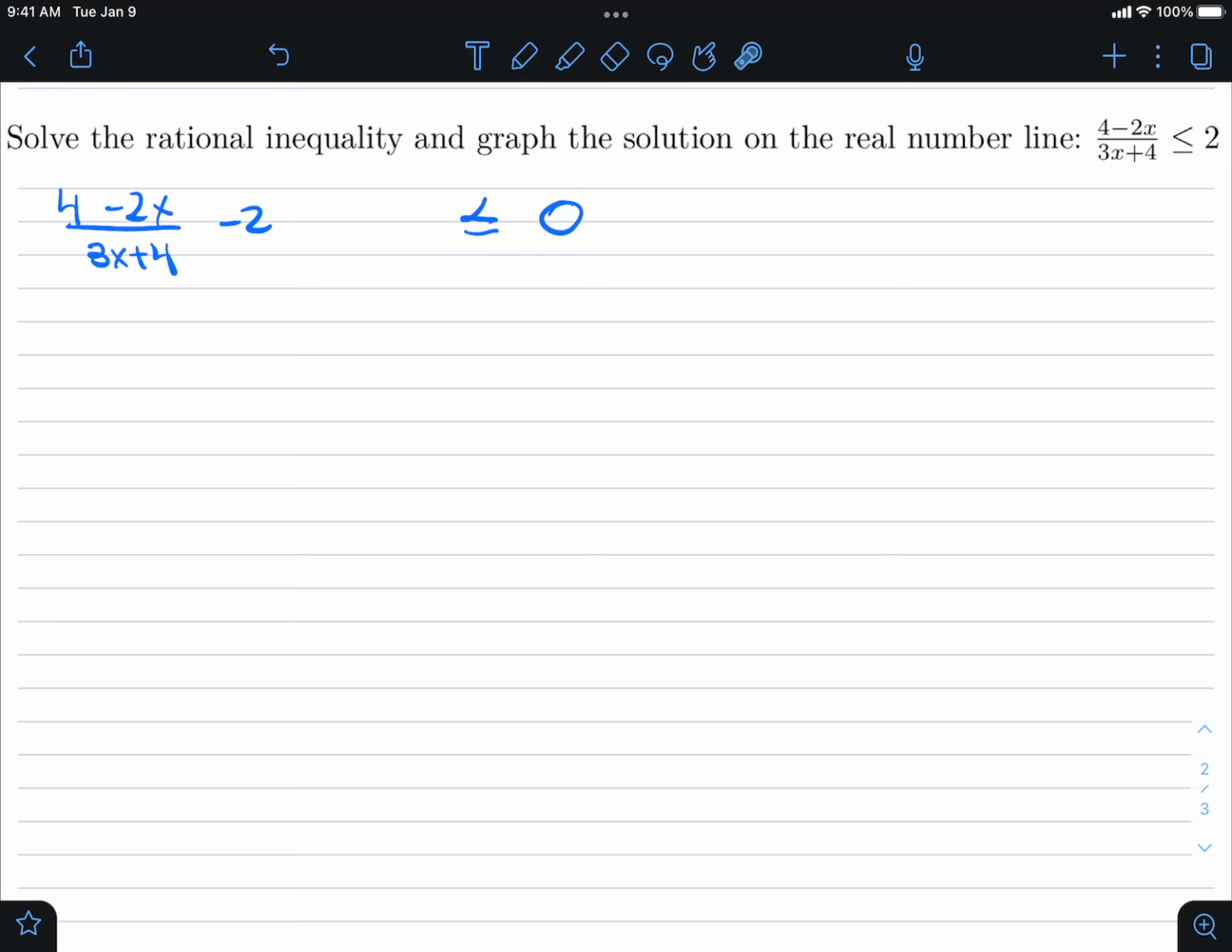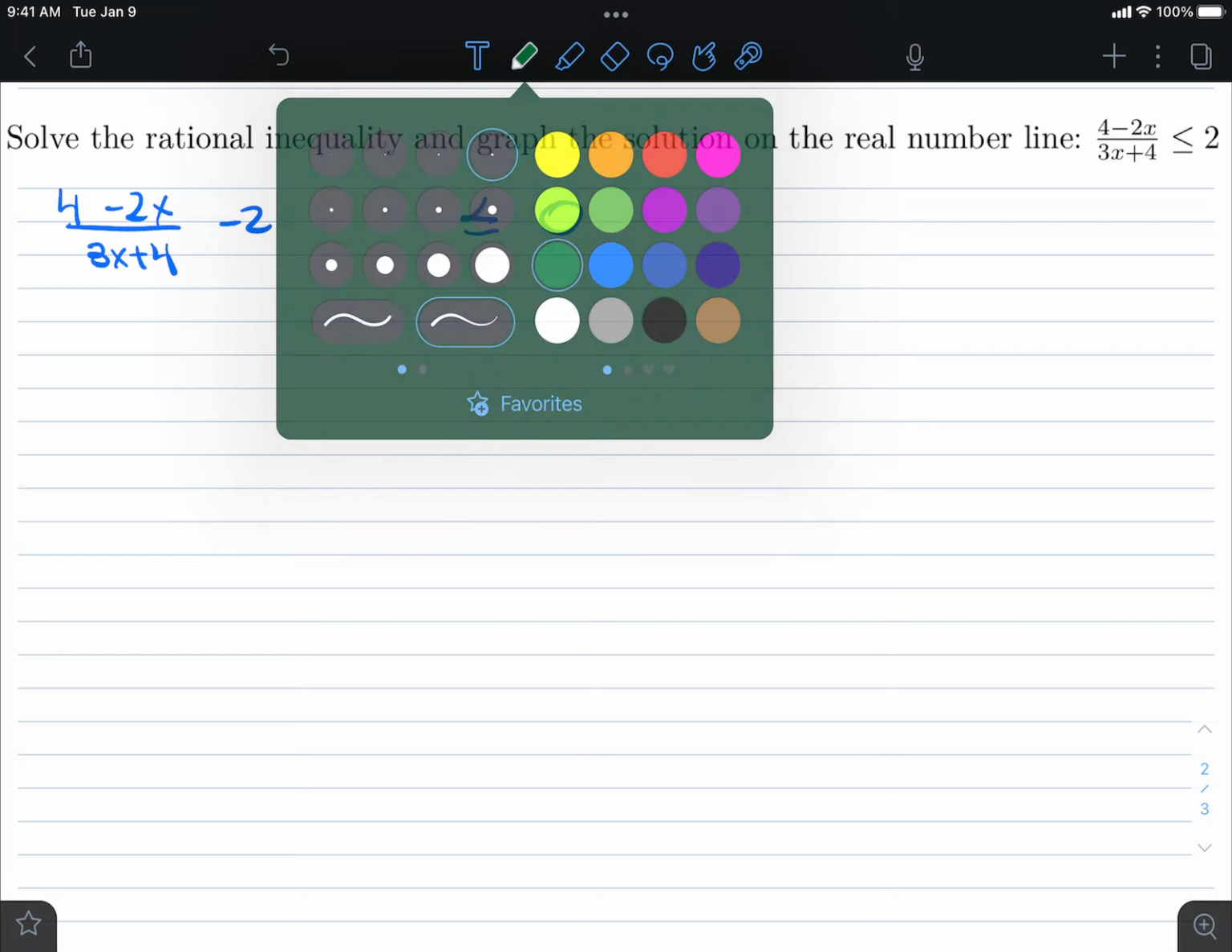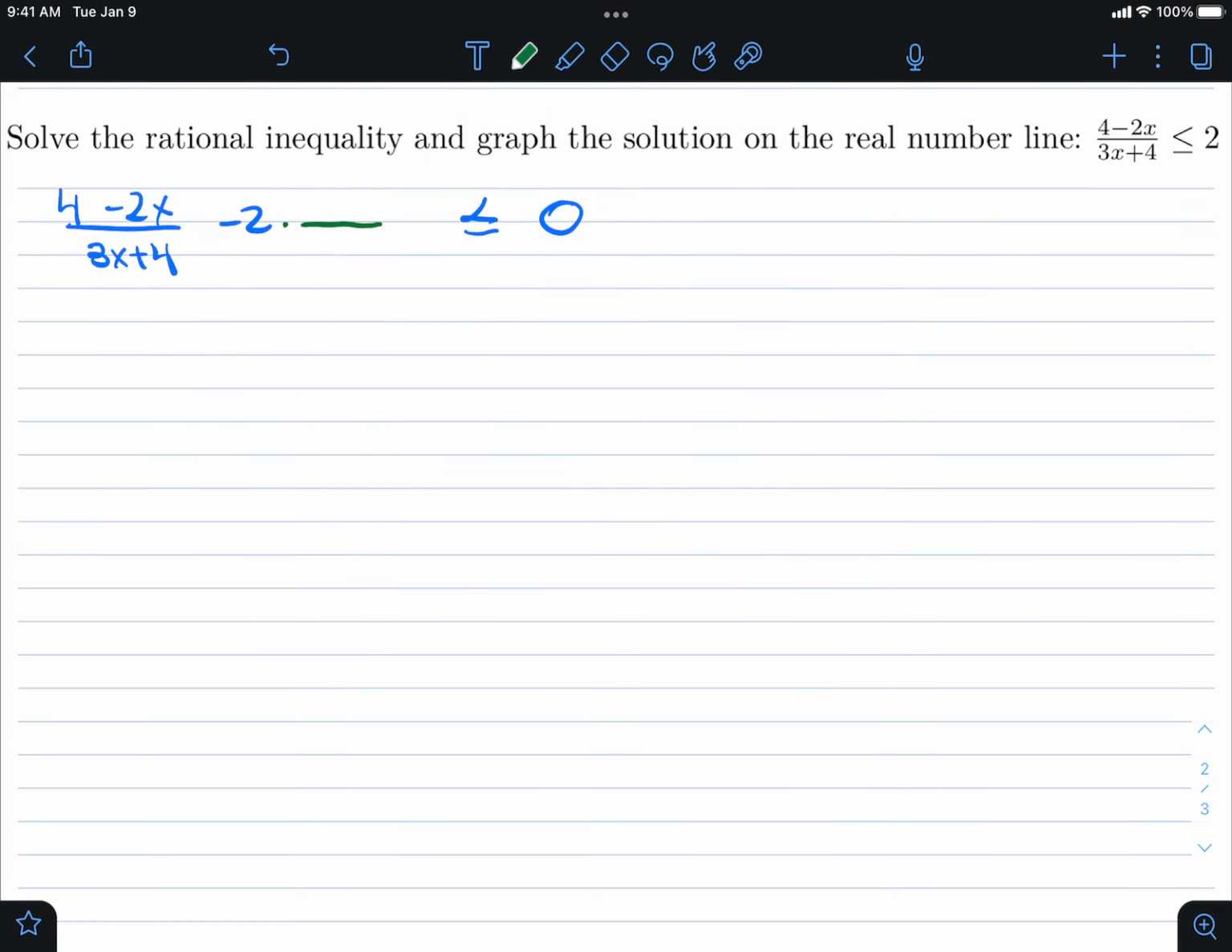The reason why I left a little bit of space in here is because I know that for me to group these two together, right? Remember, I'm trying to decide whether this is positive or negative, so it's a lot easier to decide whether a fraction is positive or negative than if a subtraction or a difference is positive or negative. So what I will do is find a common denominator for these. This 2 I'll multiply by 3x plus 4 over 3x plus 4.